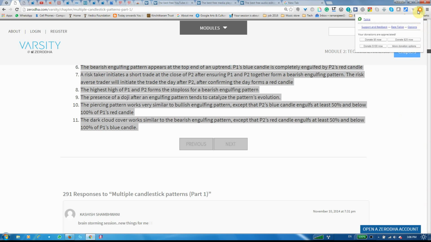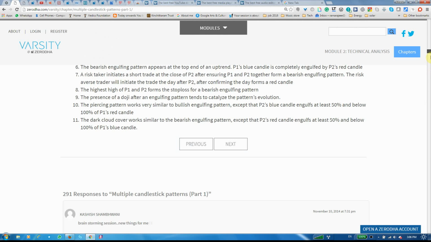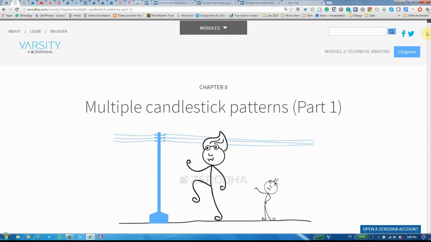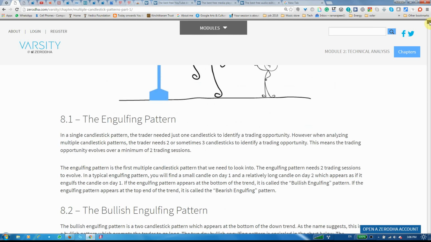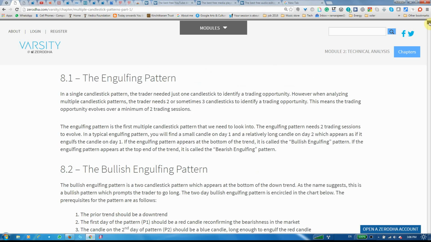Chapter 8. Multiple Candlestick Patterns Part 1. 8.1 The Engulfing Pattern. In a single candlestick pattern, the trader needed just one candlestick to identify a trading opportunity. However, when analyzing multiple candlestick patterns, the trader needs 2 or sometimes 3 candlesticks to identify a trading opportunity. This means the trading opportunity evolves over a minimum of 2 trading sessions.